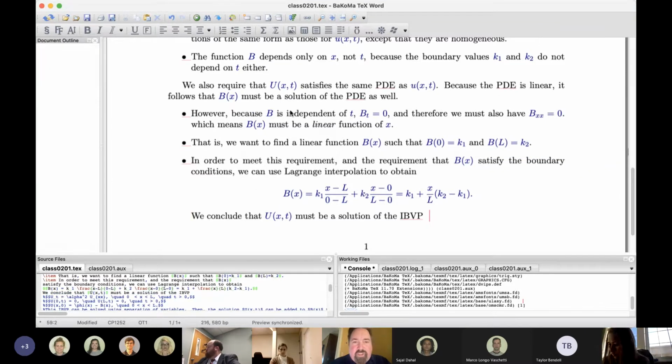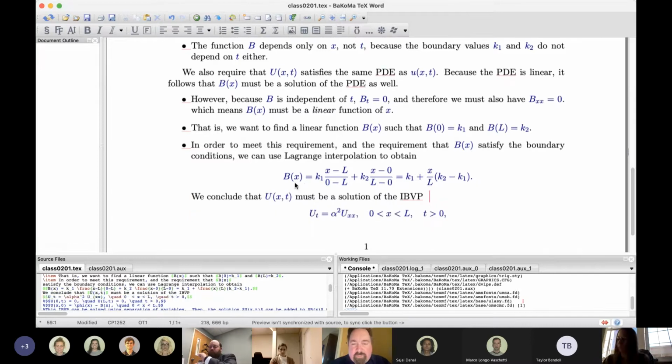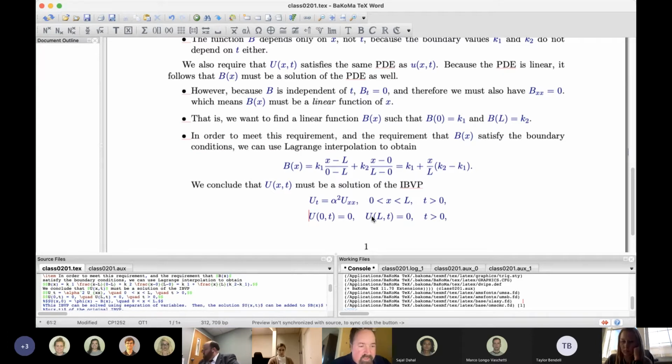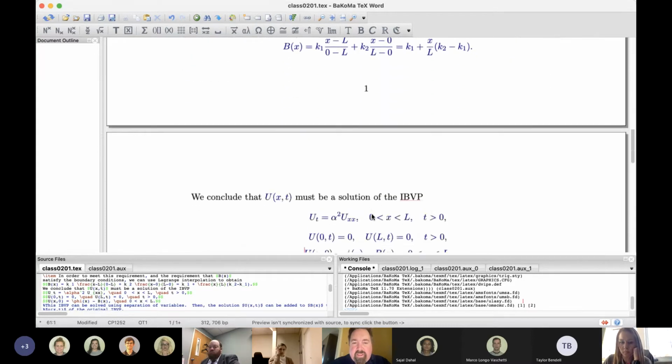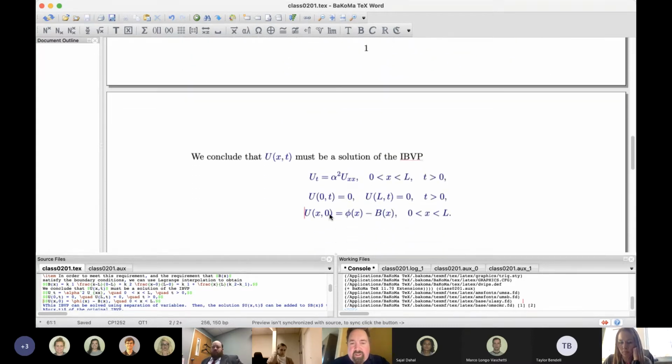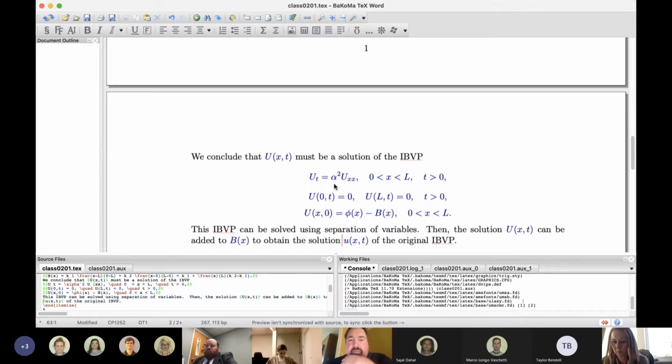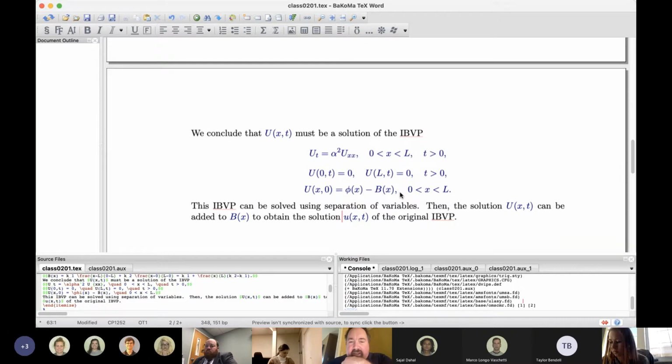So now capital U is what's left over. So what problem does it satisfy? Same PDE, 0 on the boundaries, so that's good for separation of variables. And then this is the original initial data, and you subtract off capital B of x. So this is the new initial data for this problem. But now this problem is suitable for separation of variables. So once I have capital U by separation of variables, I just add on capital B of x, and then I have a solution little u of x,t of the original problem.